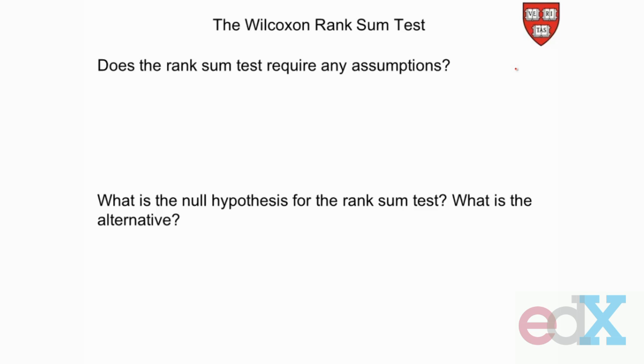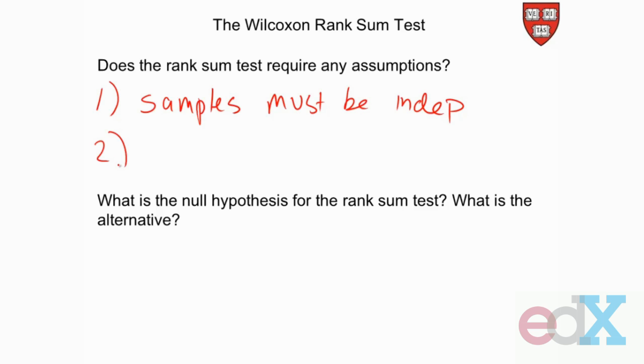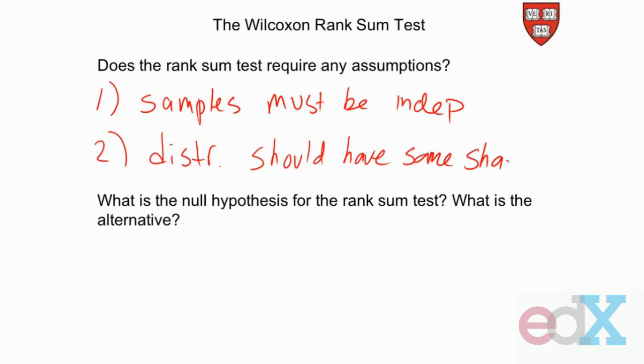Now, does this require any assumptions? Yes, there are two assumptions. Number one, the two samples must be independent. And two, the distributions in the two groups should have the same shape. Now we saw that when we looked at the histograms, they did indeed have the same general shape.